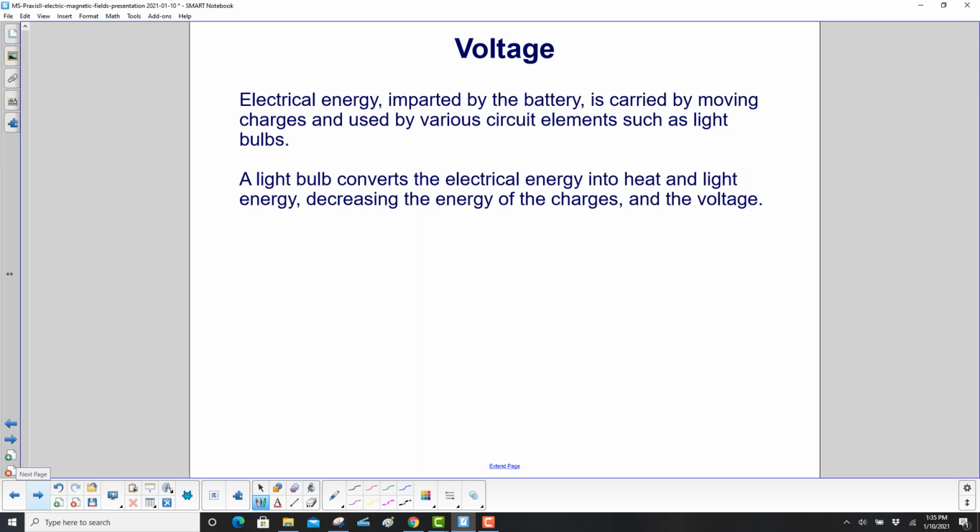Electrical energy imparted by the battery is carried by moving charges and used by various circuit elements such as light bulbs. A light bulb converts the electrical energy into heat and light energy, decreasing the energy of the charges and the voltage.